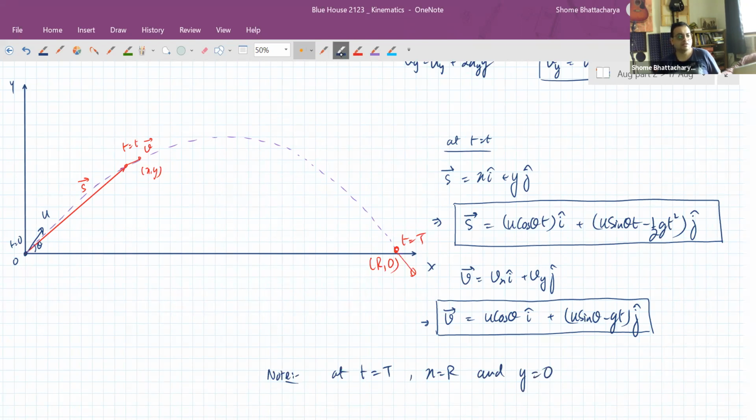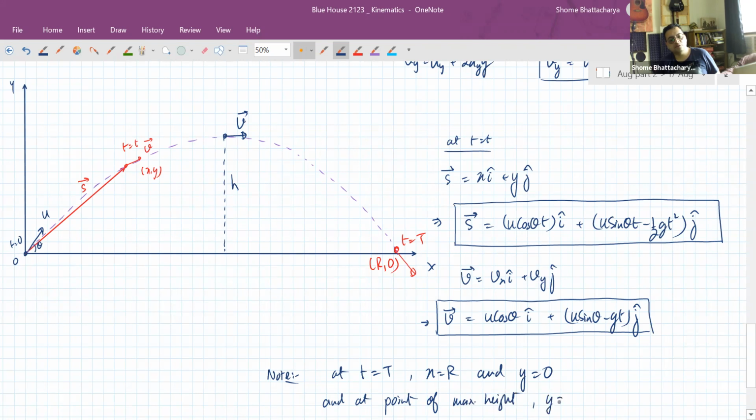Whereas we'll also see that when it reaches the maximum height, logically at that point of time, what should happen? The velocity should become horizontal at that instant. So at the point of maximum height, the y coordinate should become h and the y component of velocity should become 0. So the velocity should just become u cos theta i cap.